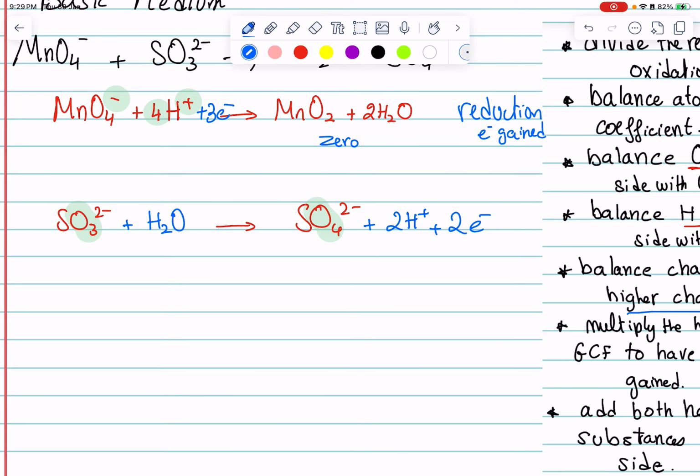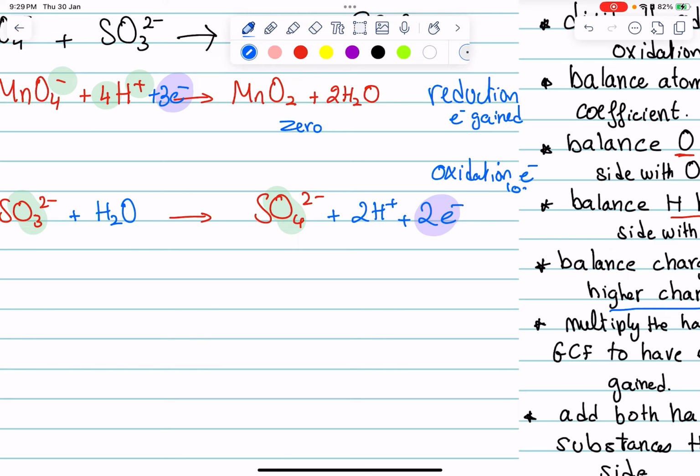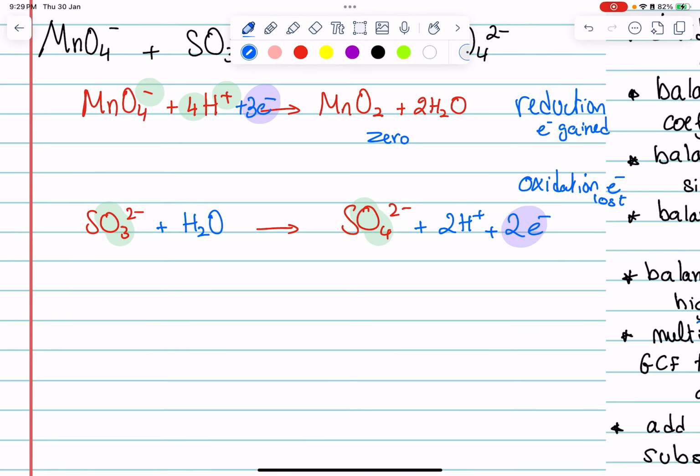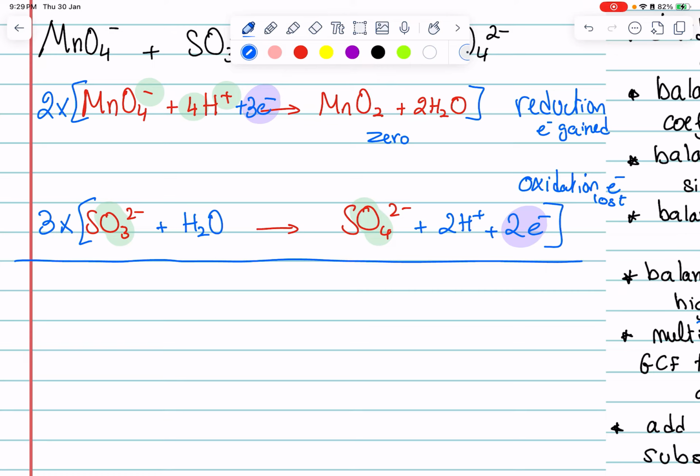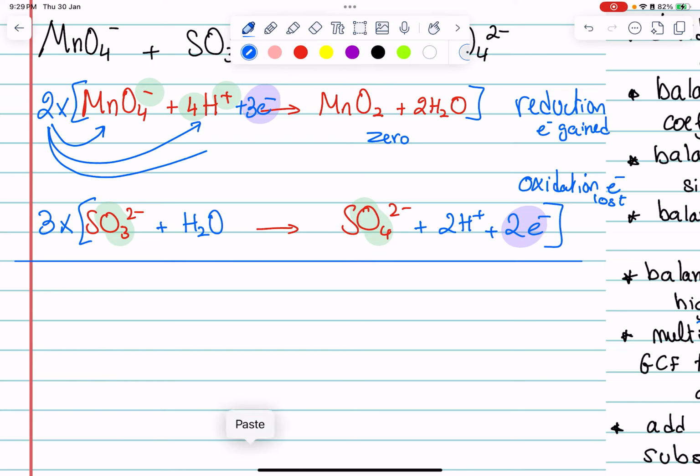Now, the next step, you look here, you have 3 electrons versus 2 electrons in this oxidation half equation where electrons are lost. So since here there's 3 and here there's 2, we decide to multiply the oxidation by 3 and the reduction by 2. And we add them out. So 2MnO4 minus, 8H plus, 6 electrons, 3SO3, and 3H2O. So I'm going to write all these before the arrow.